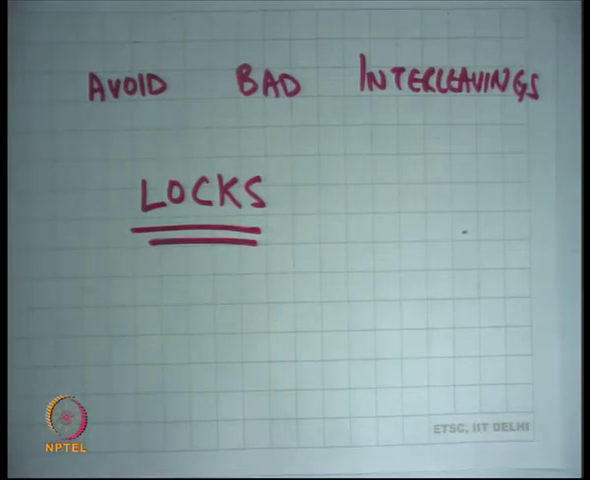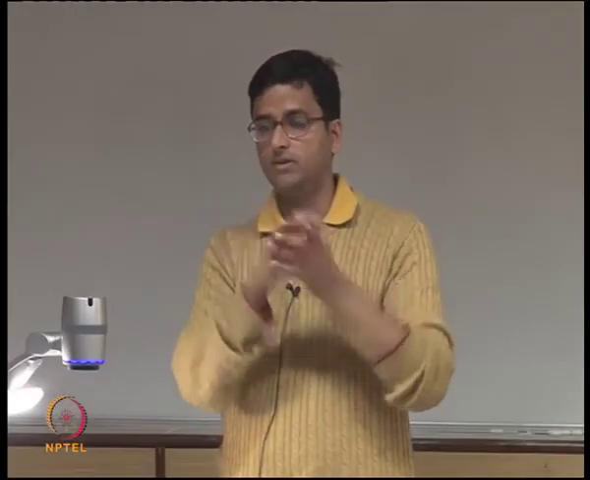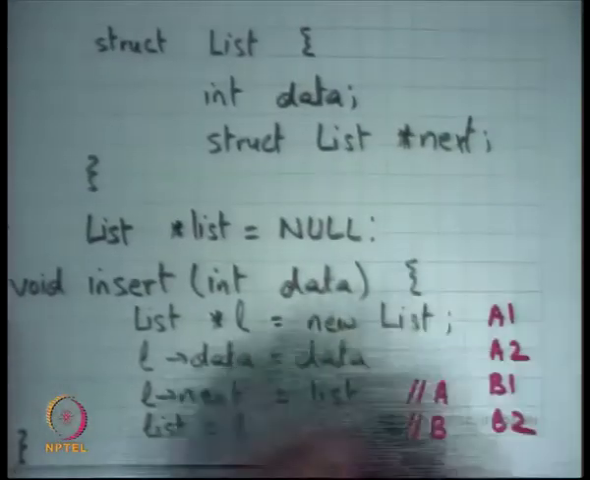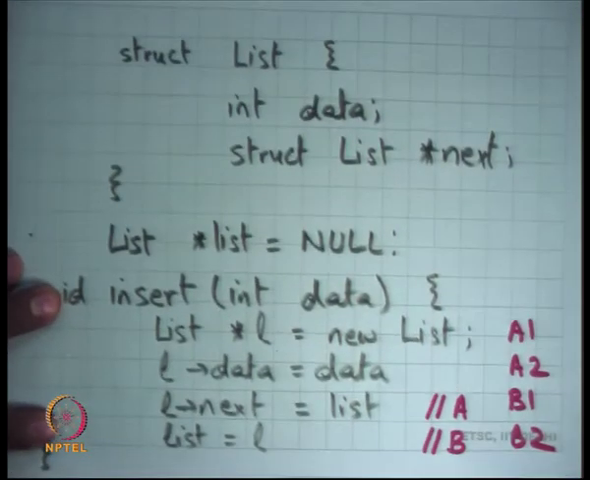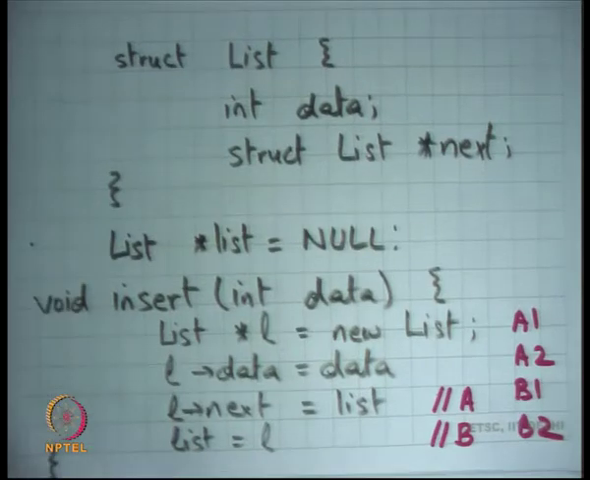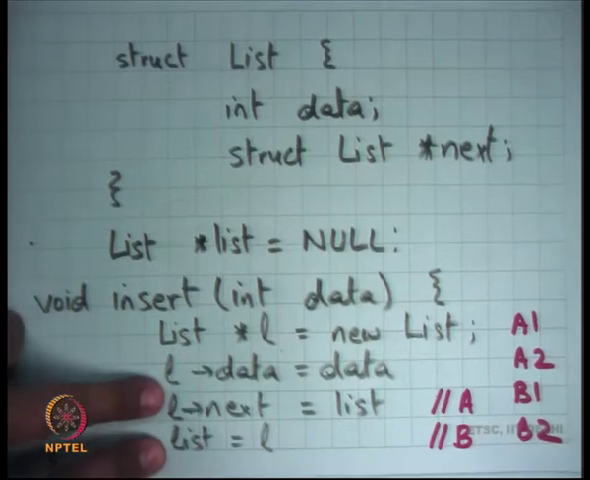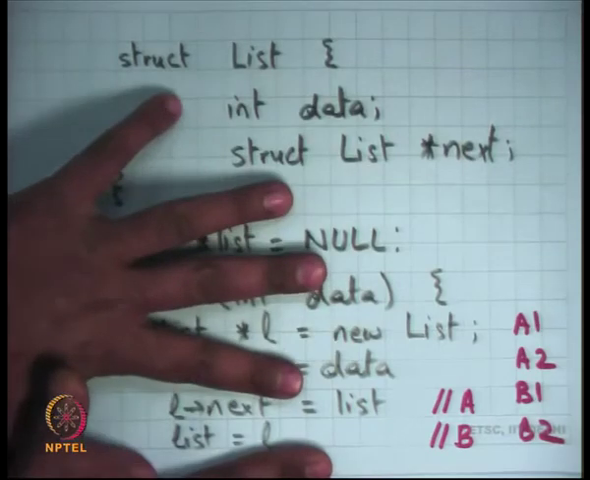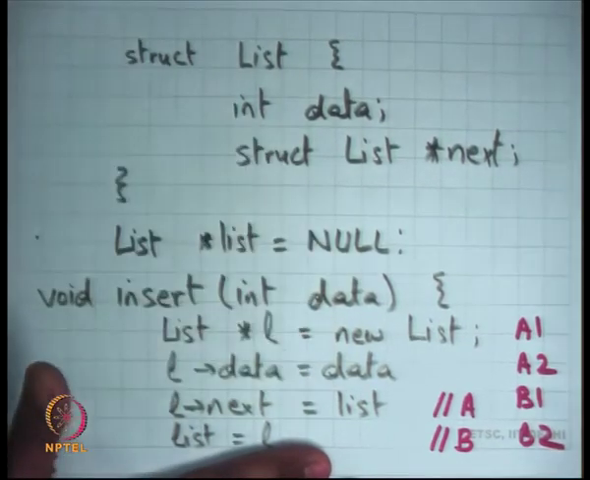So you want to say that two calls to the insert function should be mutually exclusive, right. But is it okay to just say that the calls to this function insert should be mutually exclusive? Do I really need mutual exclusion on the whole function? Well, I just need mutual exclusion on these two statements, A and B.